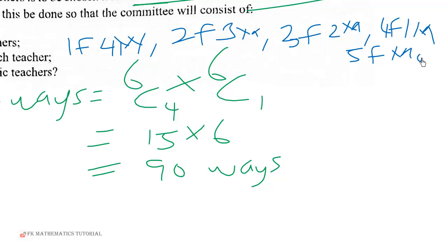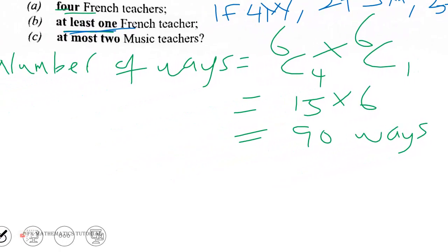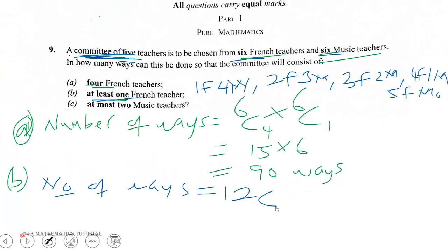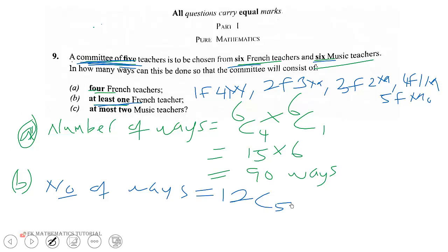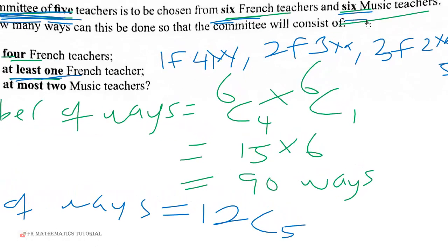Another way you could have also done it is that you find the number of ways you can choose 5 people from 6 plus 6, which is 12. So number of ways will be equal to 12 combination 5. Number of ways you can choose 5 from this and this. Then you subtract the complement.